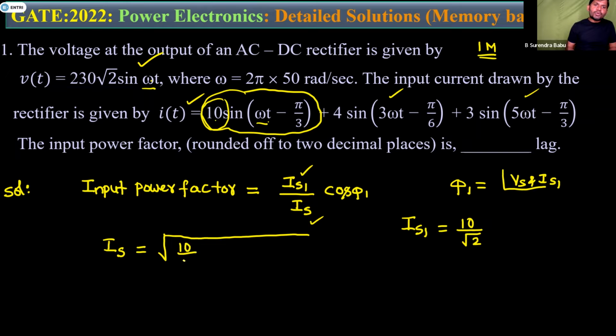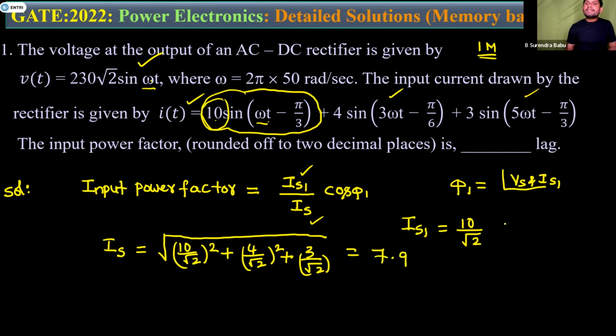That is 10 by root 2 whole square, and this is 4 by root 2 whole square, and this is 3 by root 2 whole square. This is the total secondary current. Students, you can do this calculation. Approximately, you can get 7.9. This 10 by root 2 value is 7.07. Yes, I know the IS1 value.